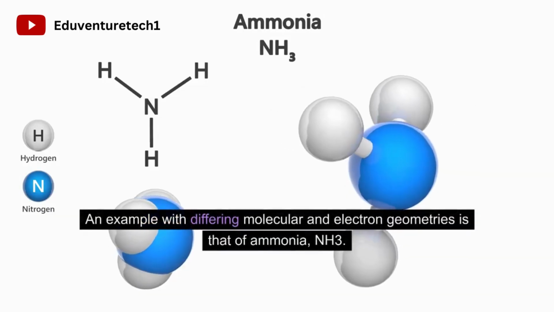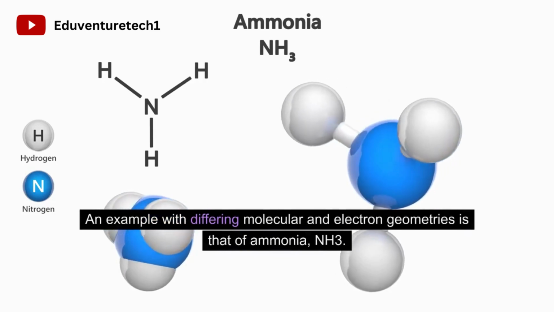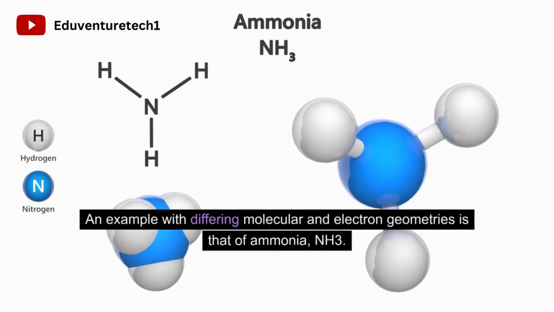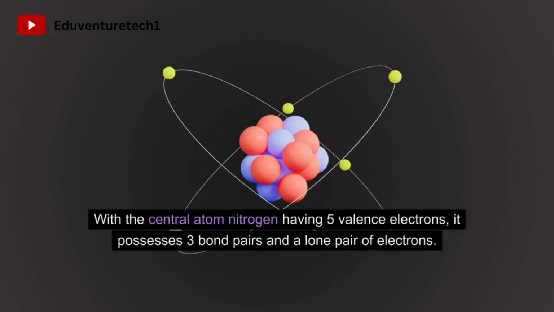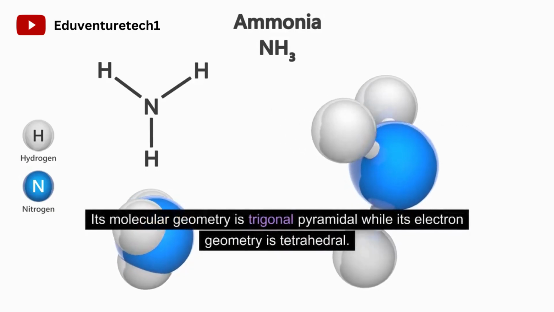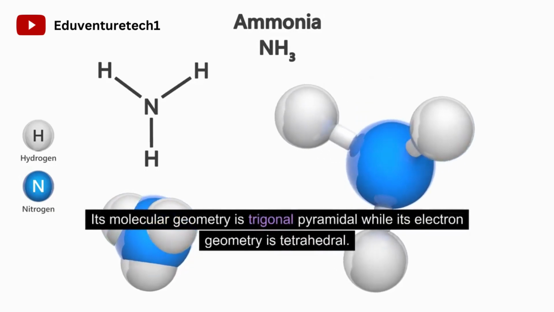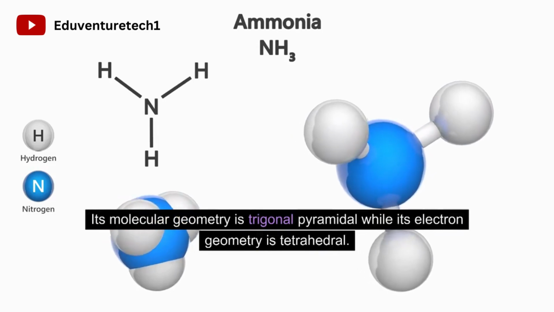An example with differing molecular and electron geometries is that of ammonia, NH3. With the central atom nitrogen having 5 valence electrons, it possesses 3 bond pairs and a lone pair of electrons. Its molecular geometry is trigonal pyramidal while its electron geometry is tetrahedral.